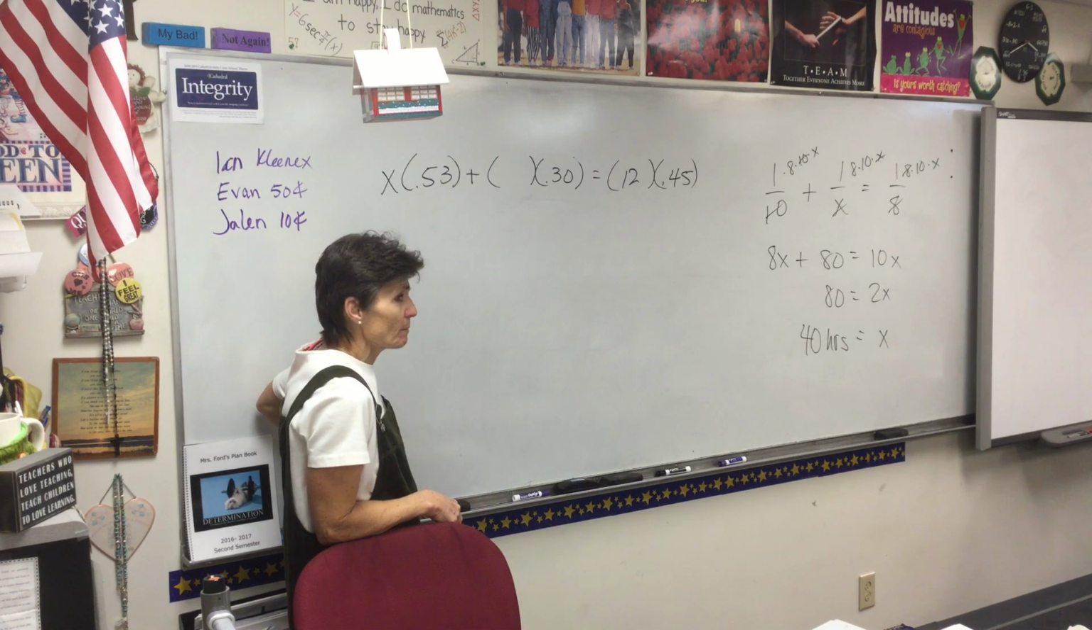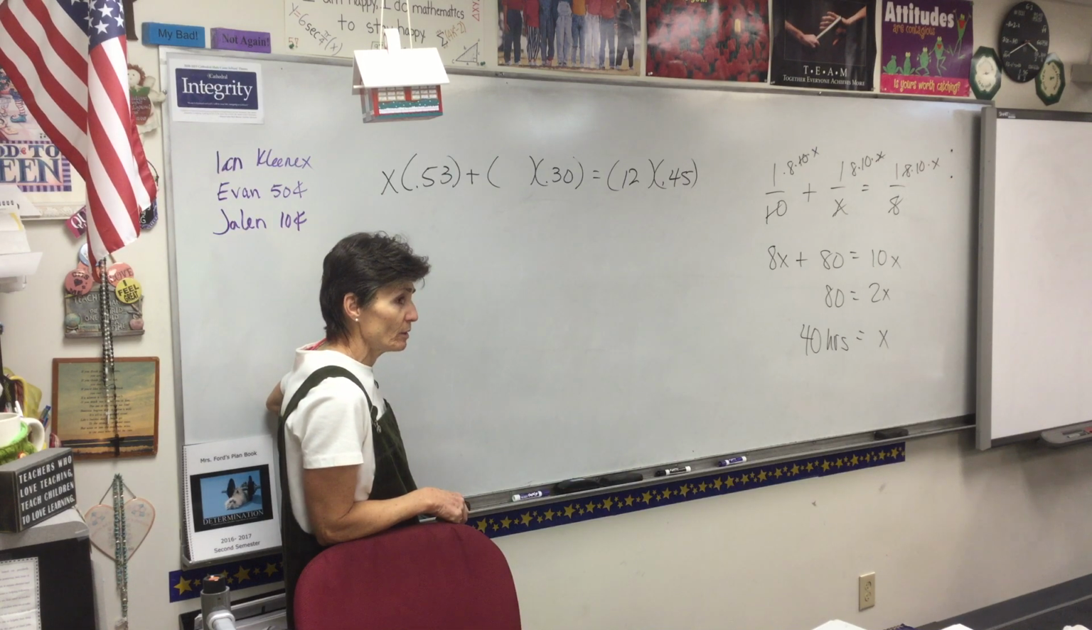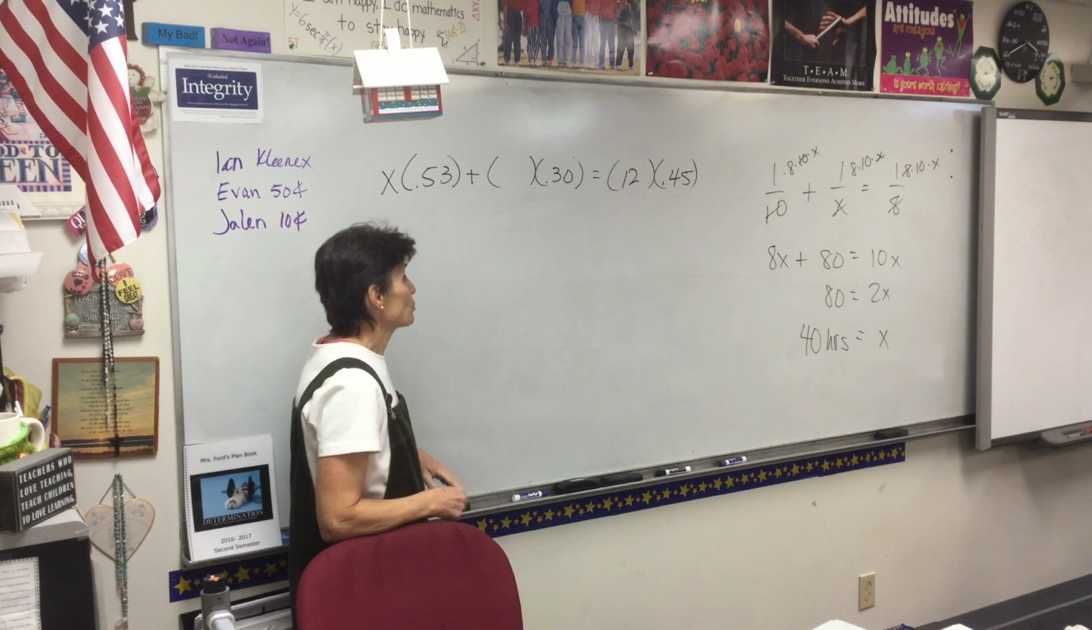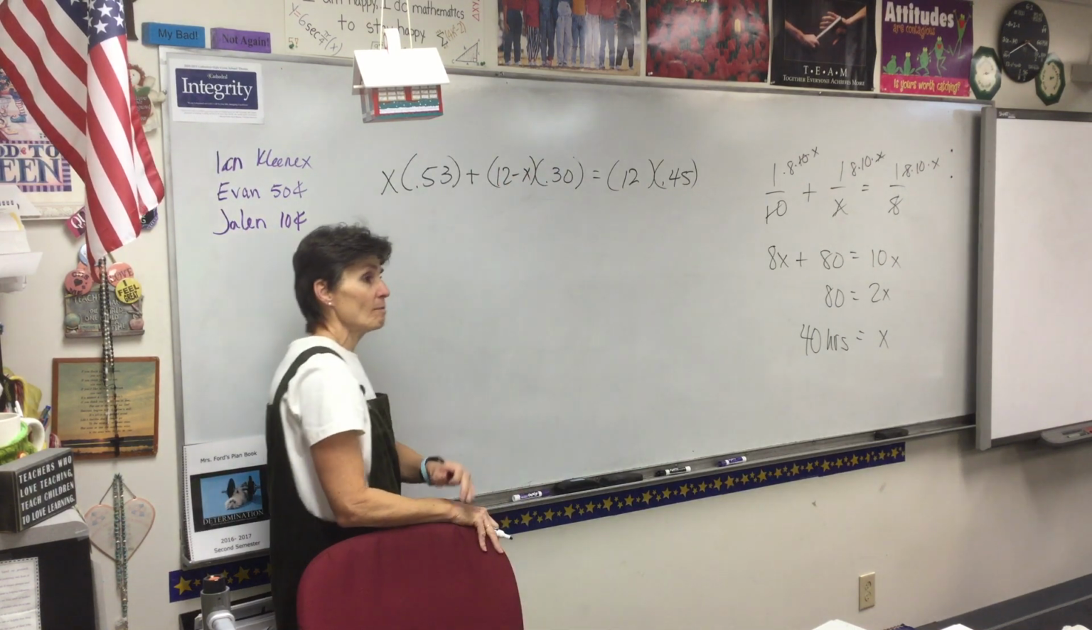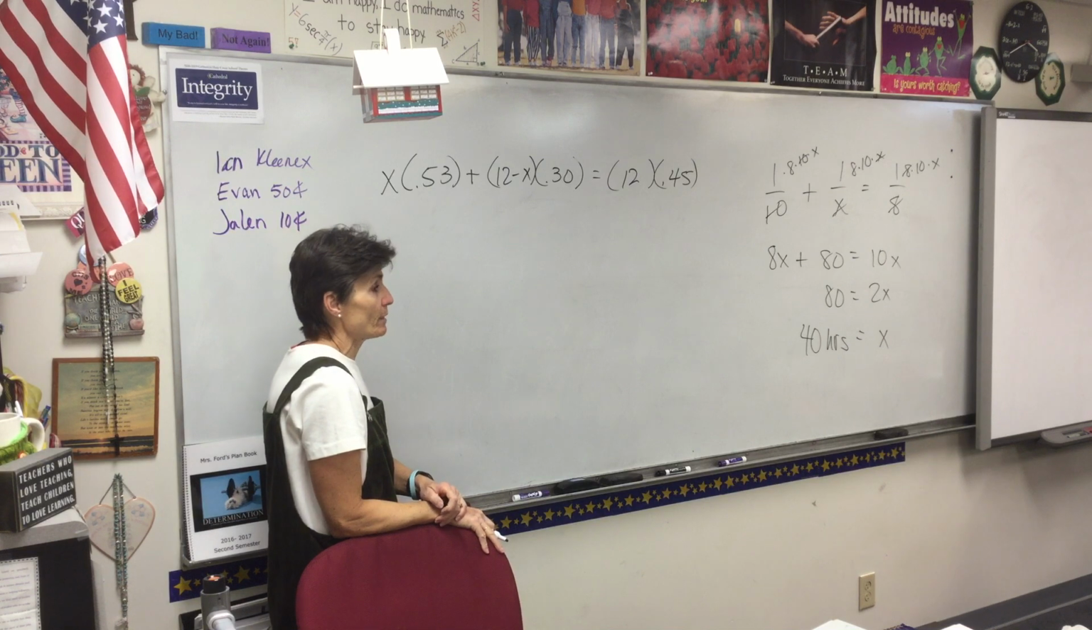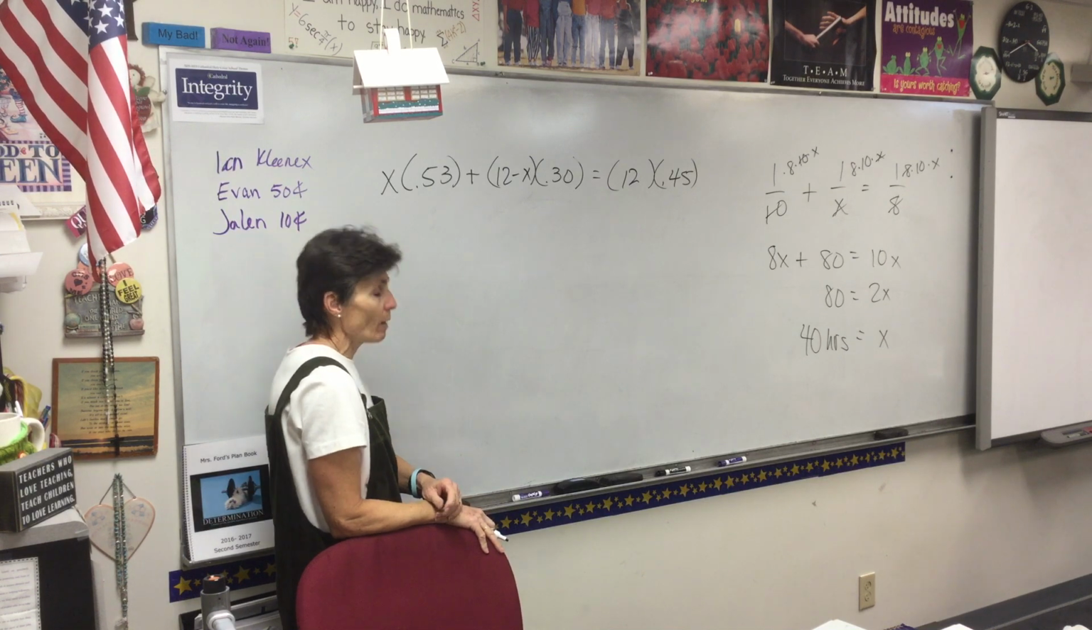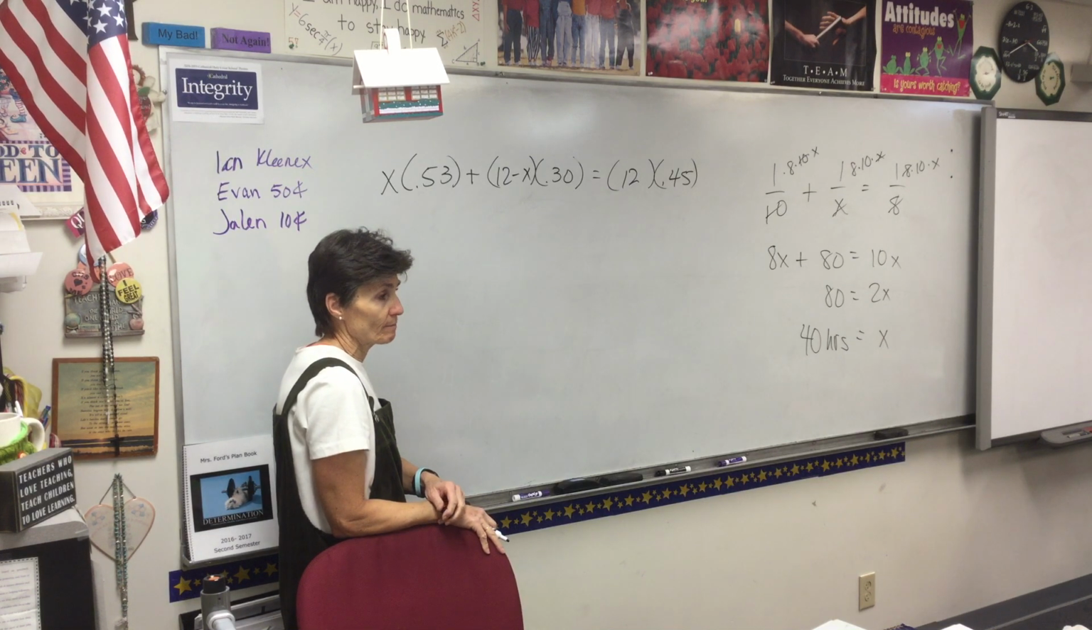So see where I put those numbers? Does that all make sense to you, that those are where they belong? Look at the one that's missing then. What am I going to put in the one that's missing? 12 minus x. No other choices. Nothing else. 12 minus x is the only option.